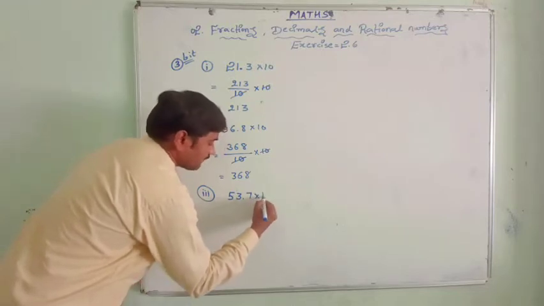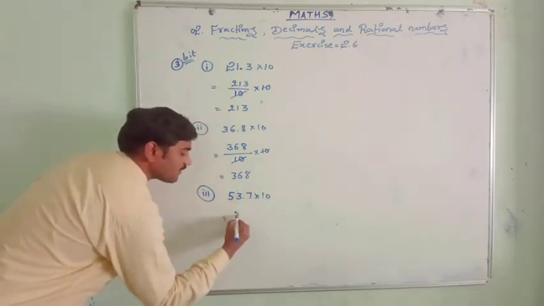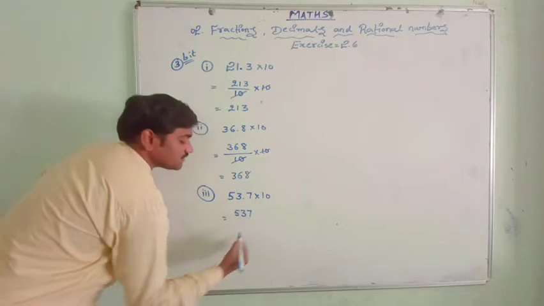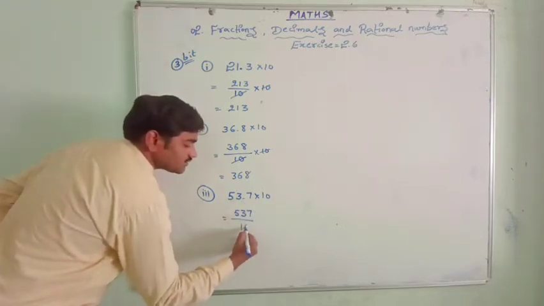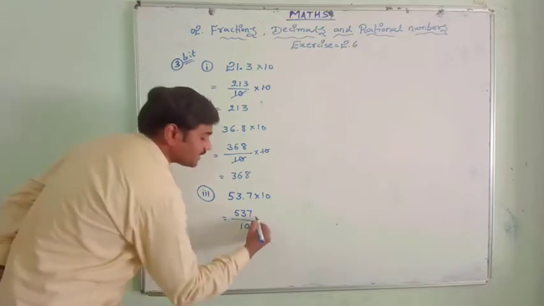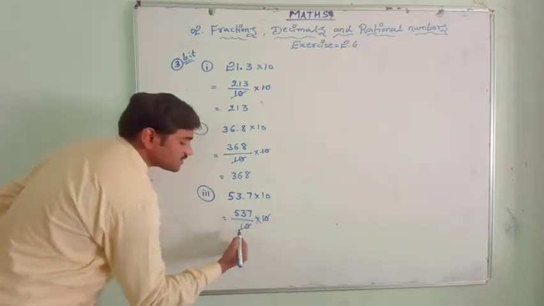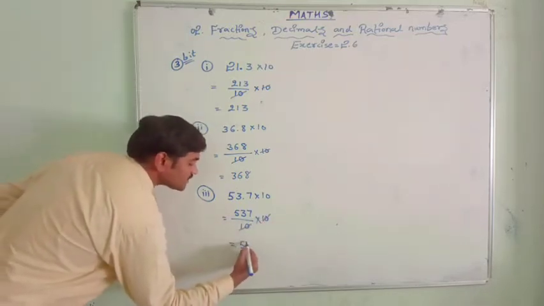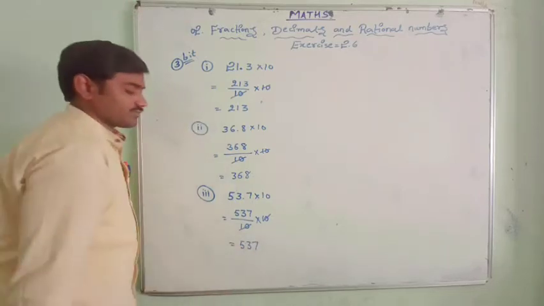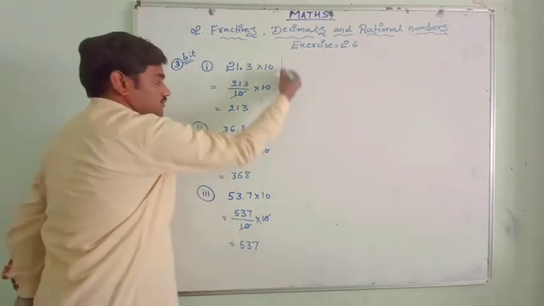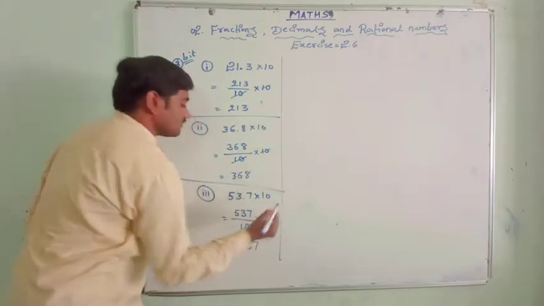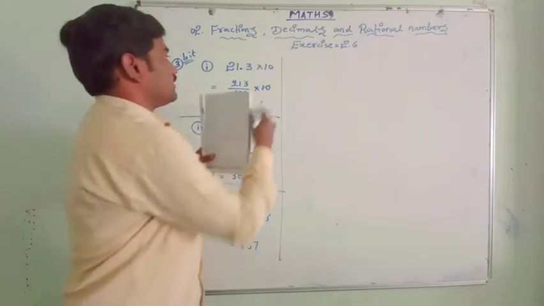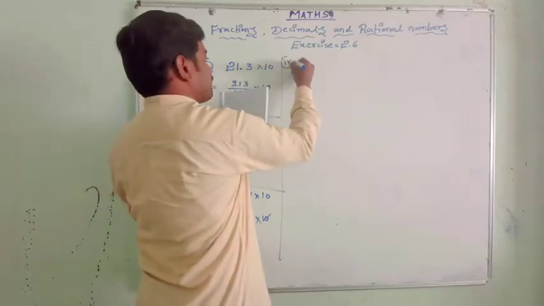53.7 into 10. Okay, let us see that. 537 by, after the decimal there is only one digit, so we write 10 into 10. This 10 will get cancelled. What will be the answer? 537. So, yes, these three problems are completed. Let's go for the fourth one.